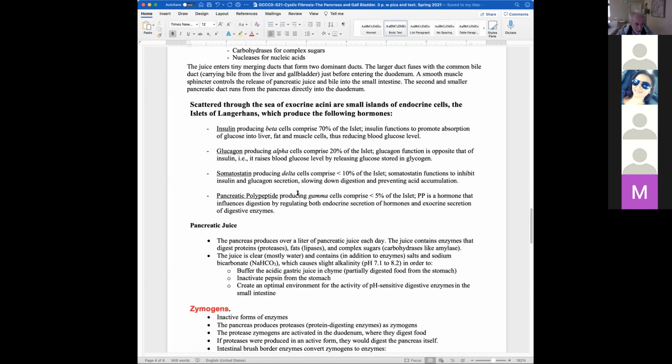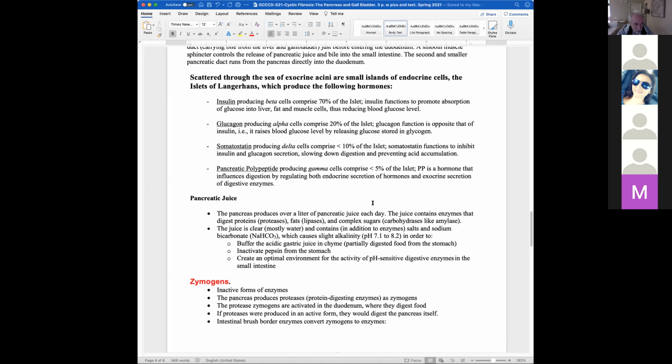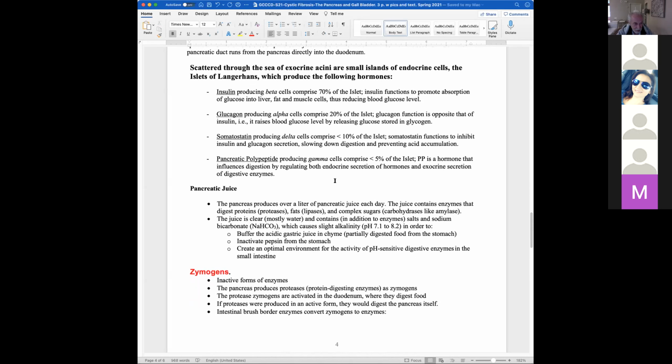There's another hormone, somatostatin, produced by delta cells. It inhibits insulin and glucagon, these two opposite effectors, and that slows down digestion and prevents acid accumulation. And finally, there's the pancreatic polypeptide, which is a regulator of both exocrine and endocrine functions. And again, this is information that you'll need for your worksheet.